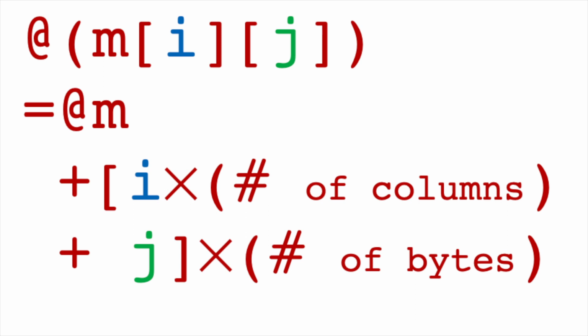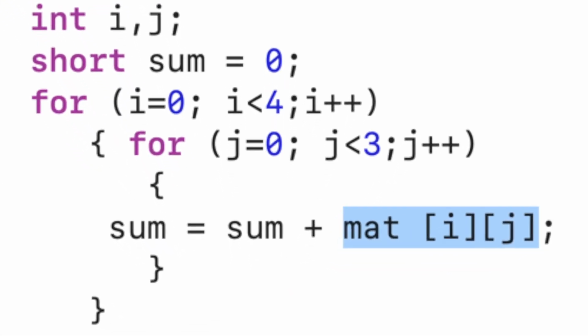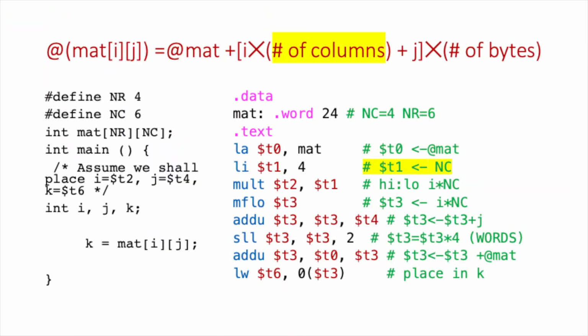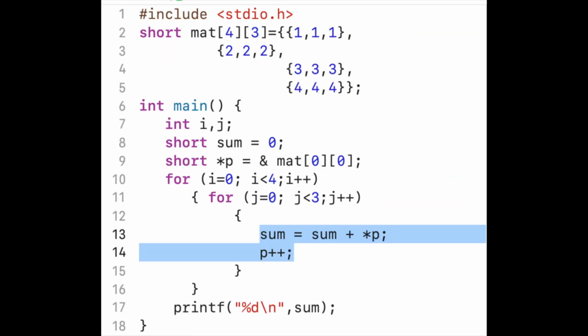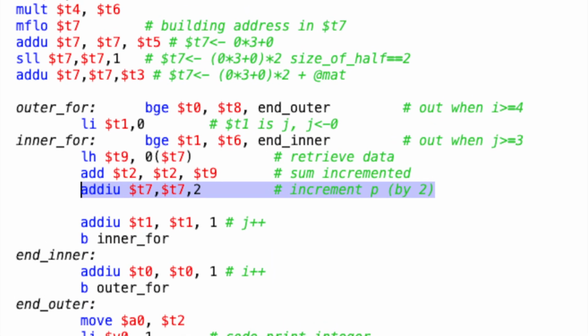Since the formula for a specific item of a matrix implies sums and multiplications, it should not be surprising that if a loop is going to access all the elements of a two-dimensional array, to implement this with pointer arithmetic is much more efficient. Pointer arithmetic only needs to increment the scanning pointer by the size in bytes of the items in the array.